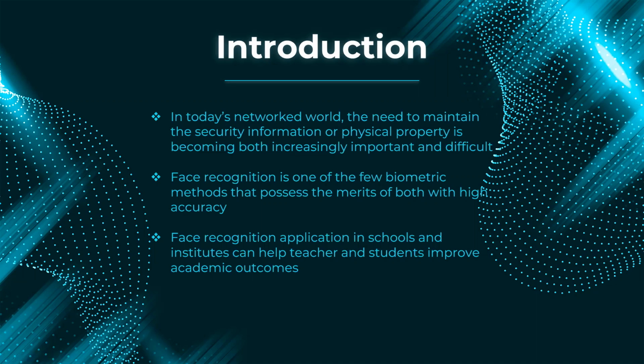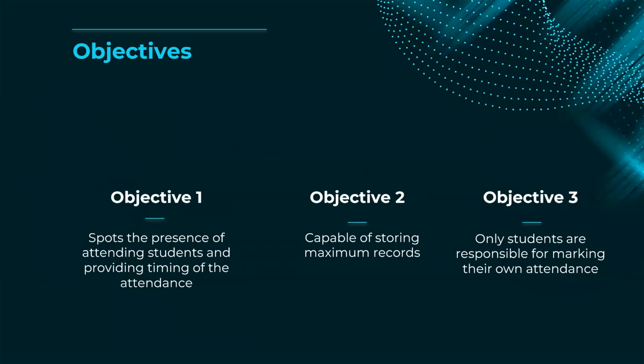The system can be used to identify students who are frequently absent, and it can be used to target them for interventions. This can help improve student attendance overall, which can have a number of positive outcomes, such as improved academic performance. Moving on with the objectives.